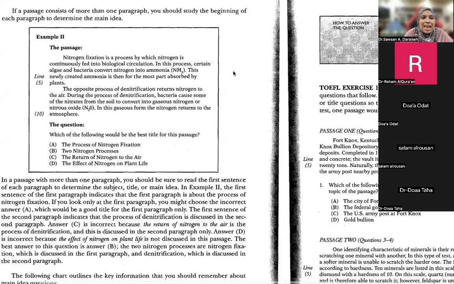Okay, let's take a look at another passage. Are you ready for another passage? So we have another passage. If a passage consists of more than 1 paragraph. Yes. Sorry, I don't show my hand because I don't know what's on the laptop.